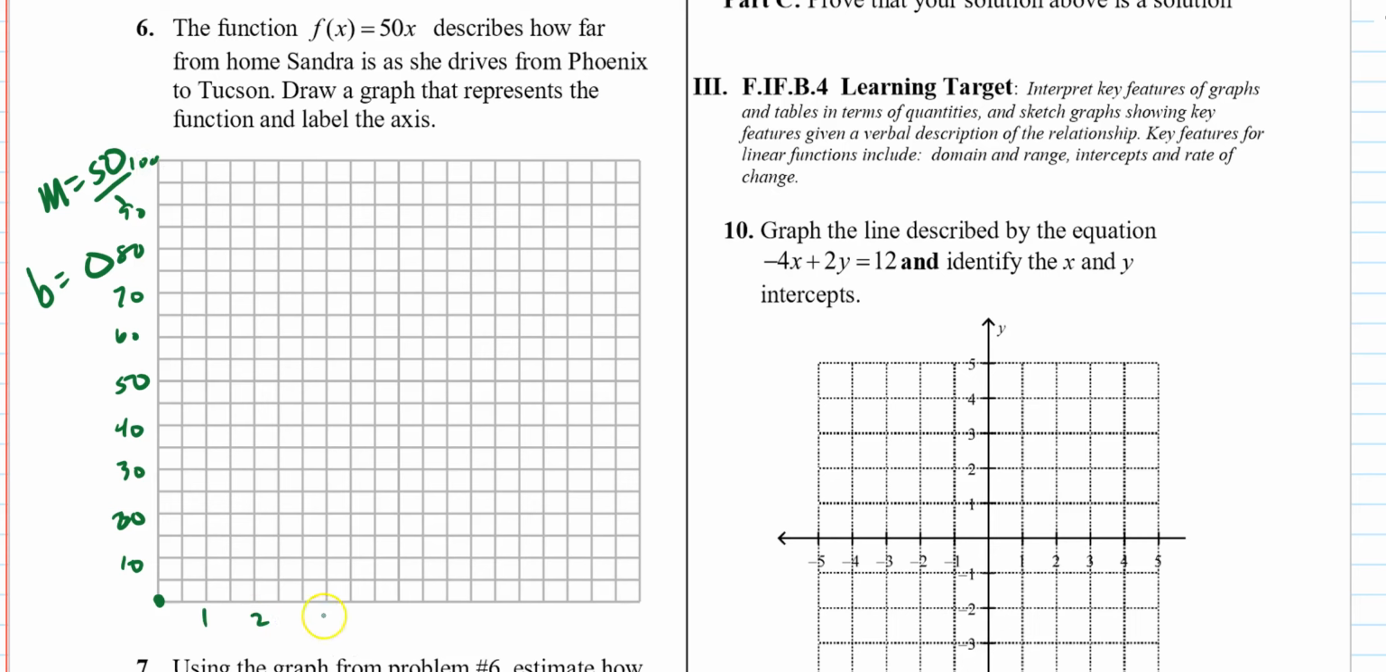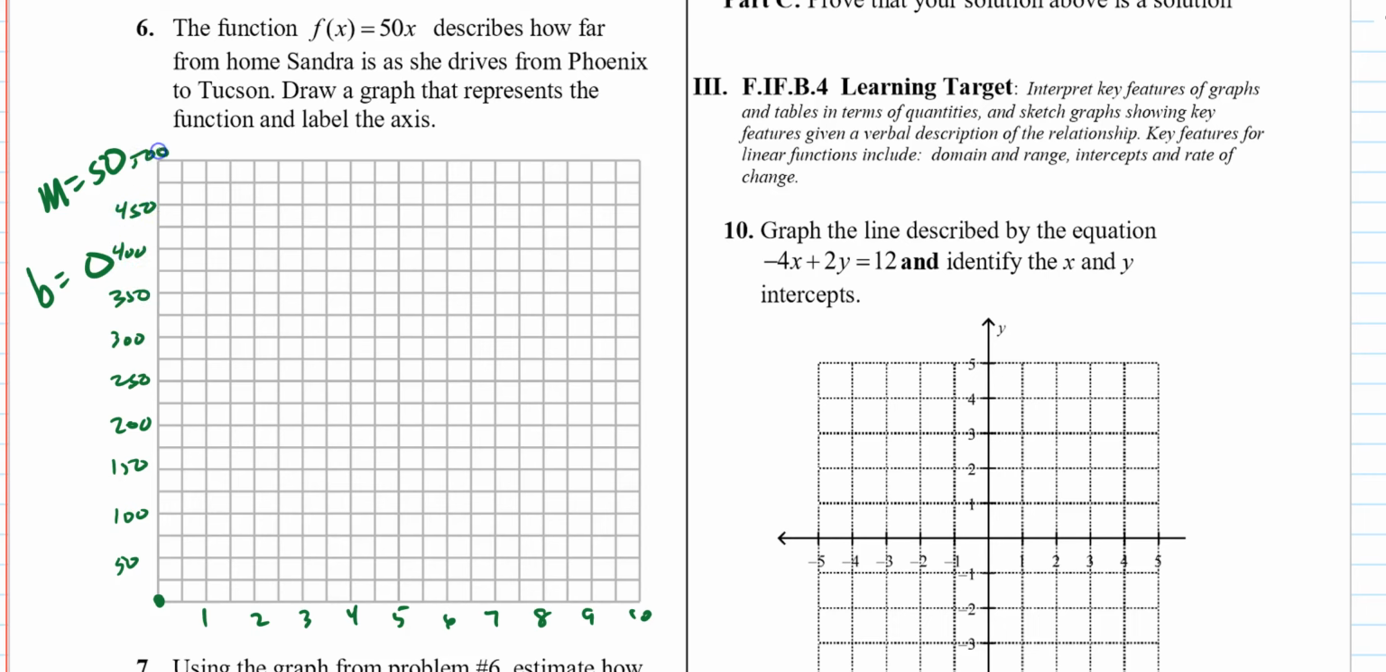So I've got 1 hour, 2 hours, 3 hours, 4 hours, 5 hours, 6 hours, 7 hours, 8 hours, 9 hours, 10 hours. Actually, I'm going to change my outputs. Since we know the slope is 50, it means every time we go up 50, we're going over 1 hour. So I'm just going to go ahead and count these as 50. So 50, 100, 150, 200, 250, 300, 350, 400, 450, and 500.